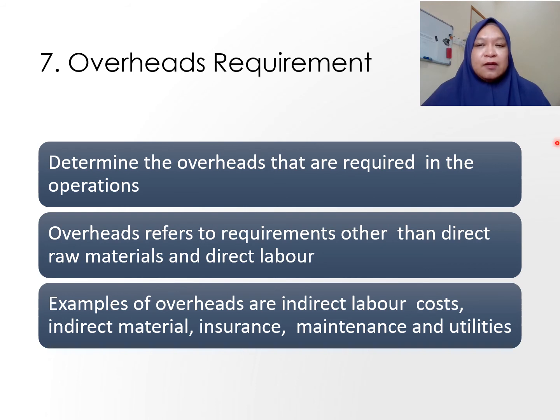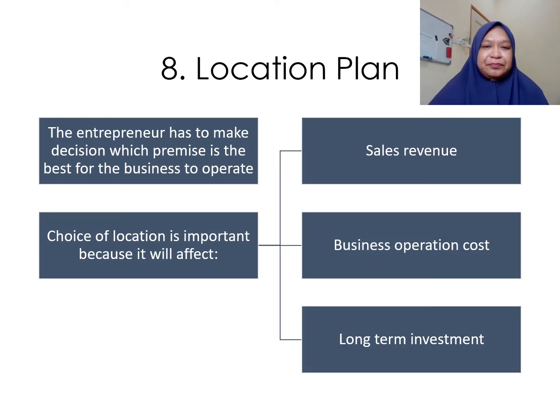We also need to calculate the overheads. Overheads refers to requirements other than direct raw materials and direct labor. Even though we cannot see the overhead in the product, and it is not directly involved in producing the product, we still need it in order for our operation to run. Examples are indirect labor, indirect material, insurance, maintenance, utilities, and so on.